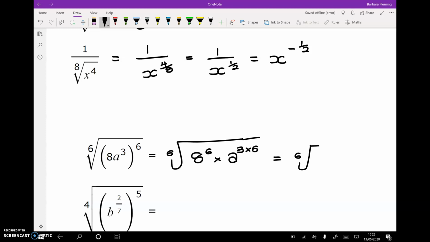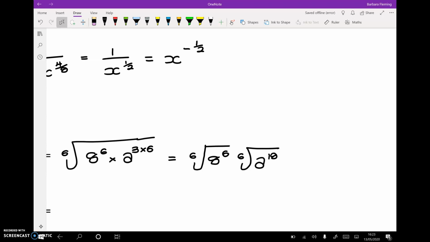of, well, you could do 8 to the power of 6 here if you type that into your calculator. But what I might do is actually split this up here. I'm going to do 6th root of 8 to the power of 6, because those two things are going to cancel each other out. And then we've got the 6th root of a to the power of, and 3 times by 6 is 18.